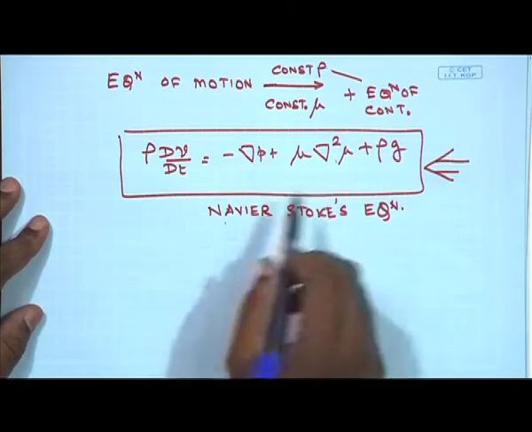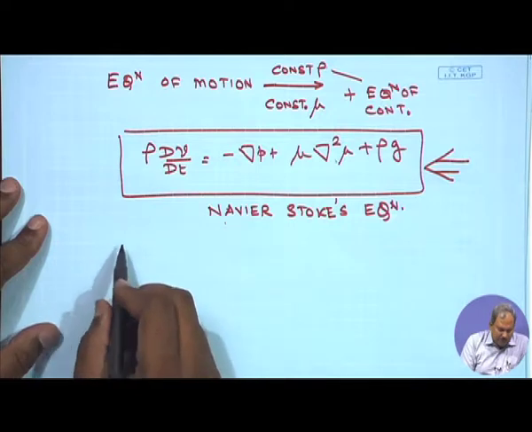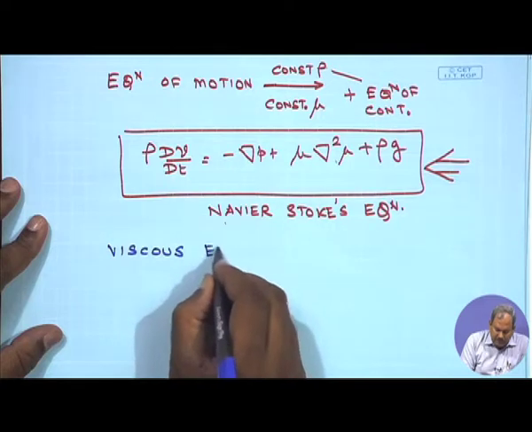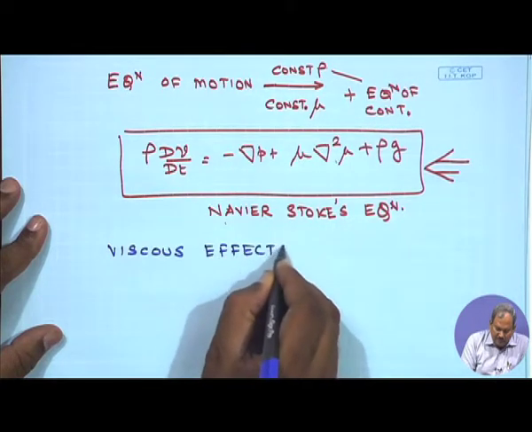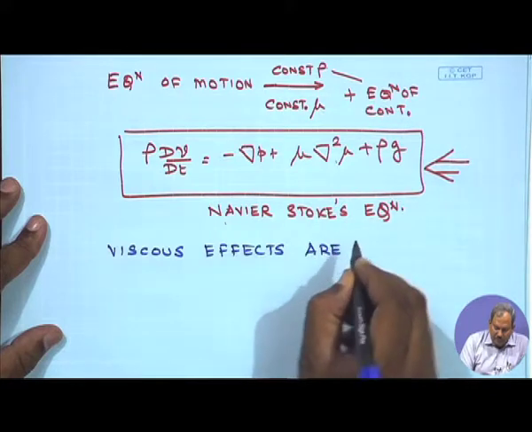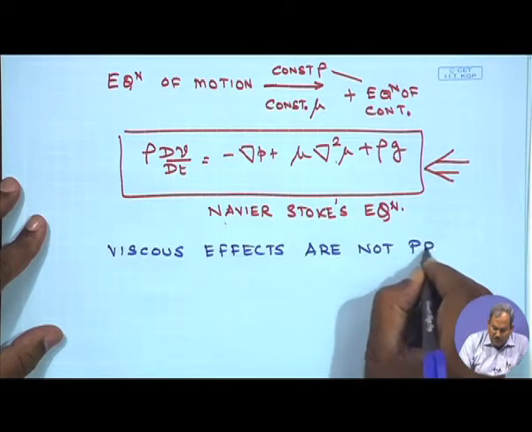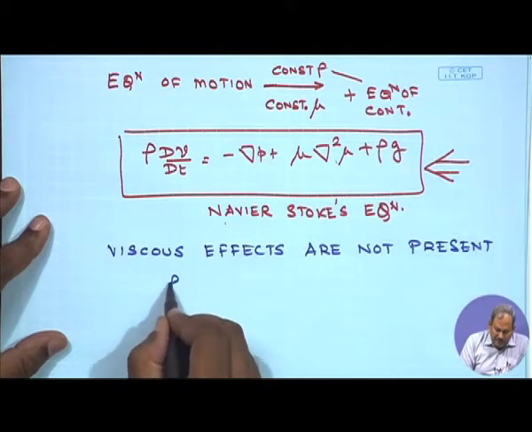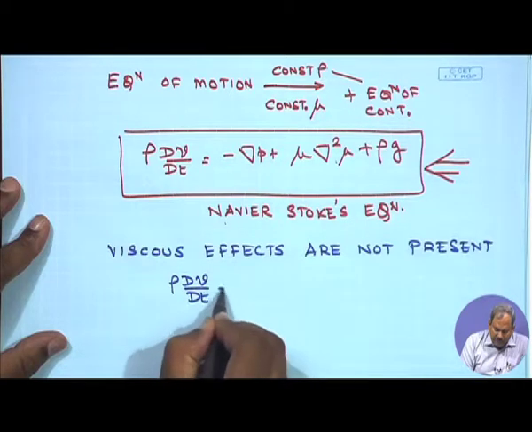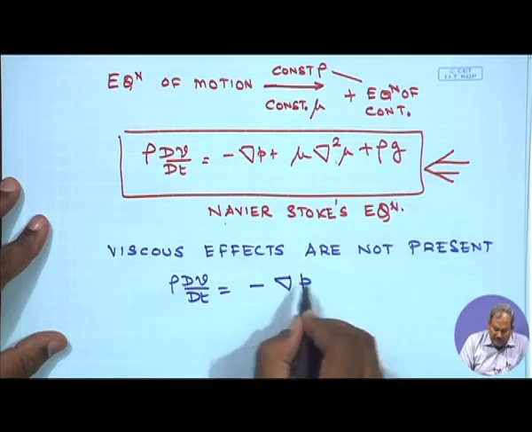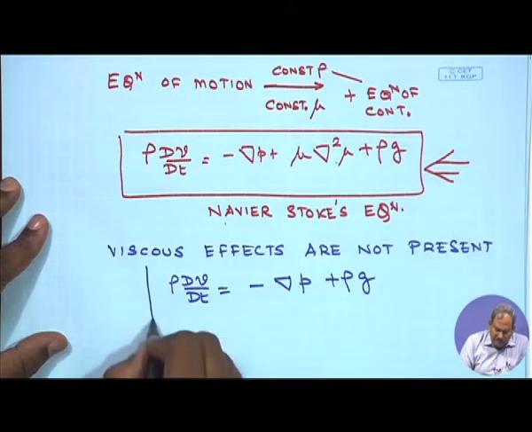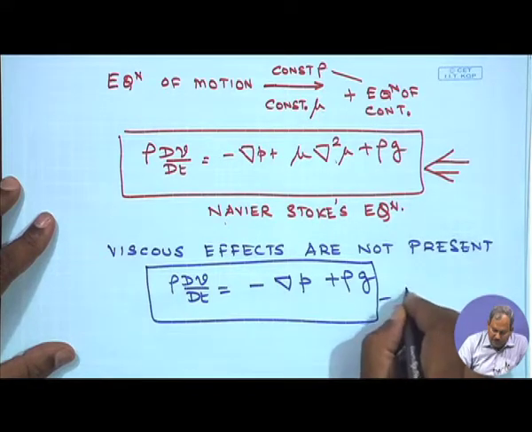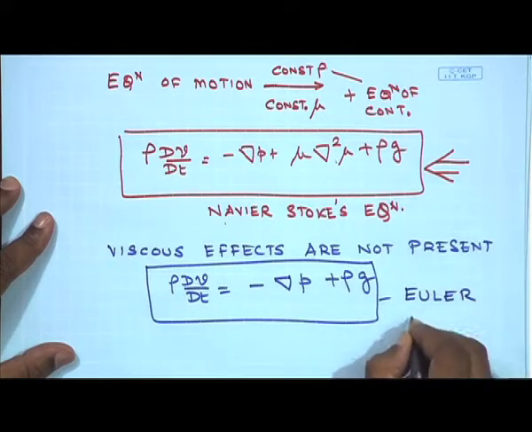There is one more simplification that can be thought of: if viscous effects are absent. So, if viscous effects are not present, that means we are dealing with an inviscid fluid. In that case, rho dv/dt would simply equal minus del p plus rho g. This special form of the Navier-Stokes equation is known as the well-known Euler equation.